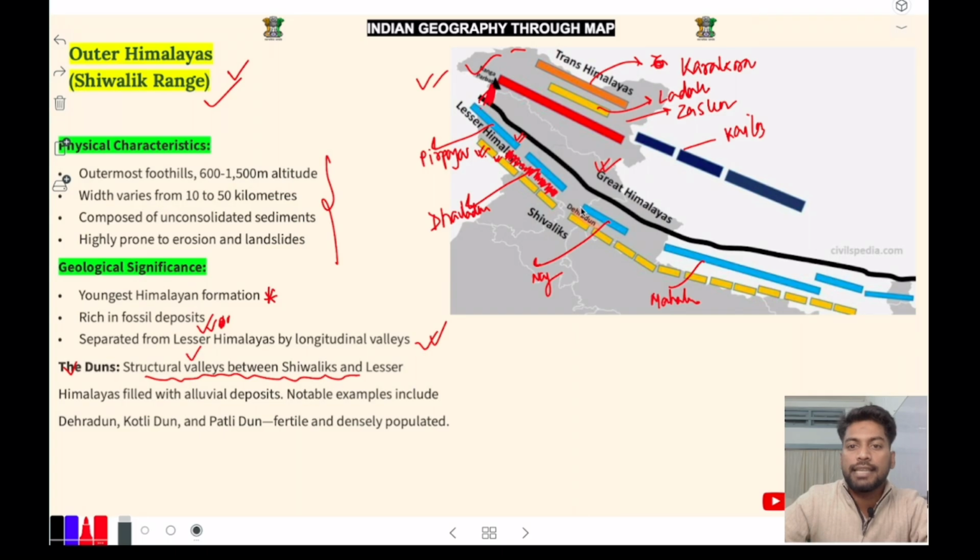Like the famous name Dehradun. Dun means a valley, and it is present between Lesser Himalaya and Sivalik. Remember, dun. Some of the duns are Kotli Dun, Patli Dun, Dehradun. Just remember all of these duns. What is a dun? A dun is a structural valley between Sivalik and Lesser Himalaya. Very, very important. You will see dun related questions.